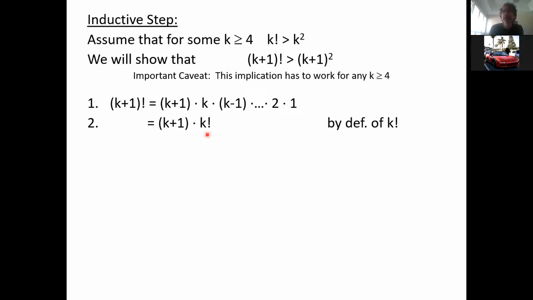And now I can use this, right? I expressed the left-hand side of this expression as some function of this thing. So perhaps let's try to use the inductive hypothesis at this point to conclude this, right? K plus 1 times k factorial must be greater than k plus 1 times k squared by the inductive hypothesis. Why can we? Because k is greater or equal to 4 here, and that's what we assume about k. Okay.